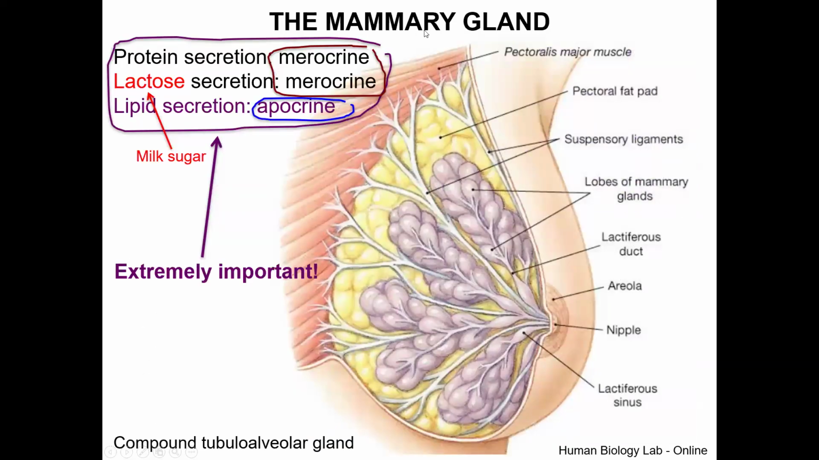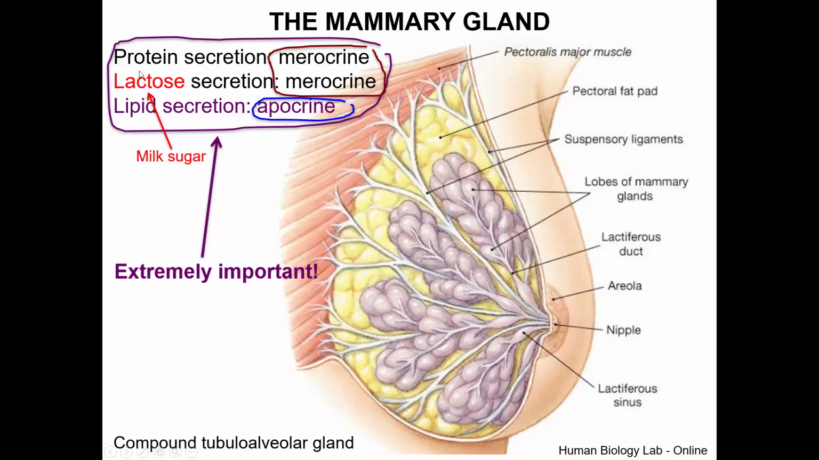Now, this is also an important slide. It's about the types of secretion in the mammary gland. The mammary gland is a compound tubulo-alveolar gland, and it secretes what? What's the secretion of the mammary gland? It's the milk. What does the milk contain?